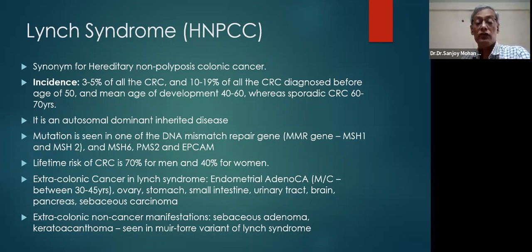Extracolonic cancers in Lynch syndrome are endometrial adenocarcinoma, the most common, between the ages of 30 to 45, then ovary, stomach, small intestine, urinary tract, brain, pancreas, and sebaceous carcinoma as well. Extracolonic non-cancer manifestations are sebaceous adenoma and keratoacanthoma, seen in the Muir-Torre variant of Lynch syndrome.